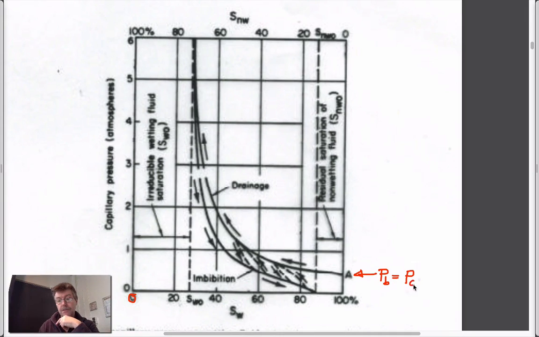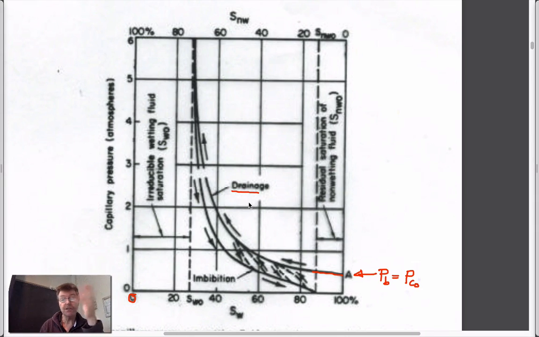Bubbling pressure, or PC0, it's the pressure you have to apply to push a bubble into the largest pore throat, I guess, in the system. Once you do that, then it starts saturating. We go on what's referred to as a drainage curve.